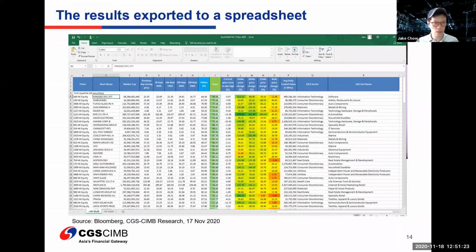This is how the model looks when we export the results to a spreadsheet. The final scores are ranked in ascending order in the green color column, and for positive models, it's in green. For negative models, it's in orange. The relative momentum is also color coded. In the middle, you can see there's a fair bit of green and orange and yellow.